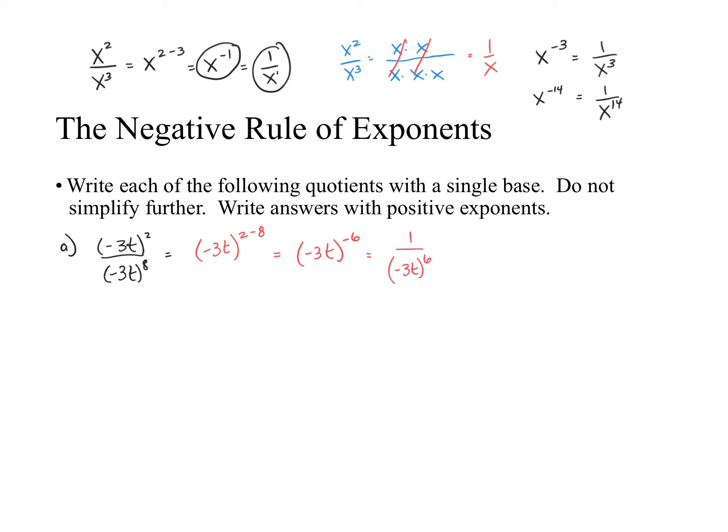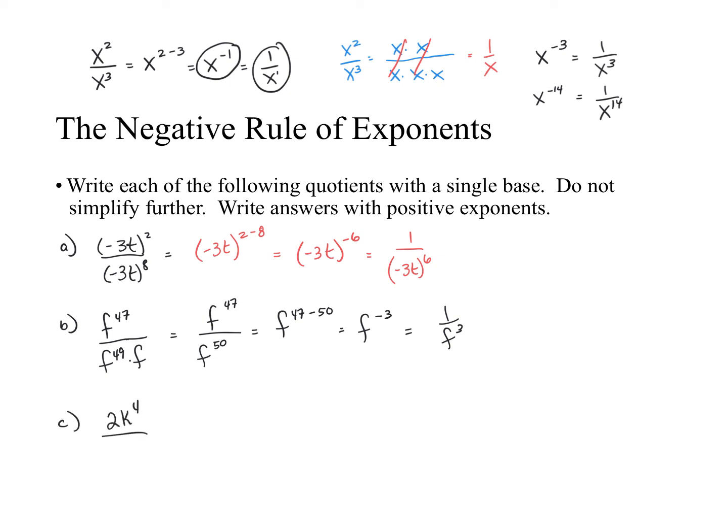Let's consider another example. f to the 47th power divided by f to the 49th power times f to the first power. So in the denominator here, we can use the product rule. So that would be f to the 49 plus 1, which is the 50th power. And then here, let's use the quotient rule, f to the 47th power minus 50, which results in f to the negative 3. And then we would rewrite that using the negative rule of exponents as 1 over f to the third power.